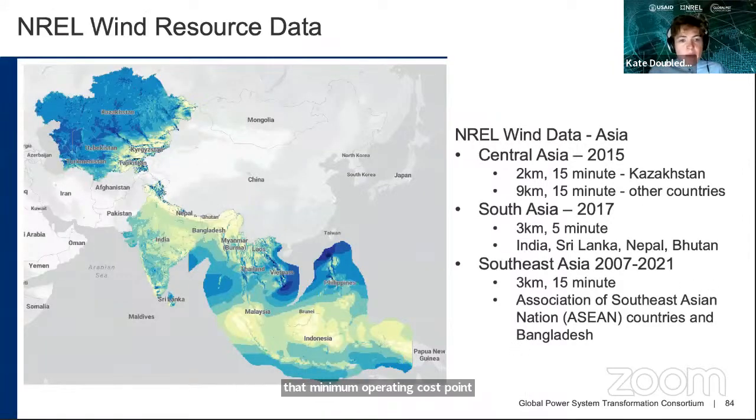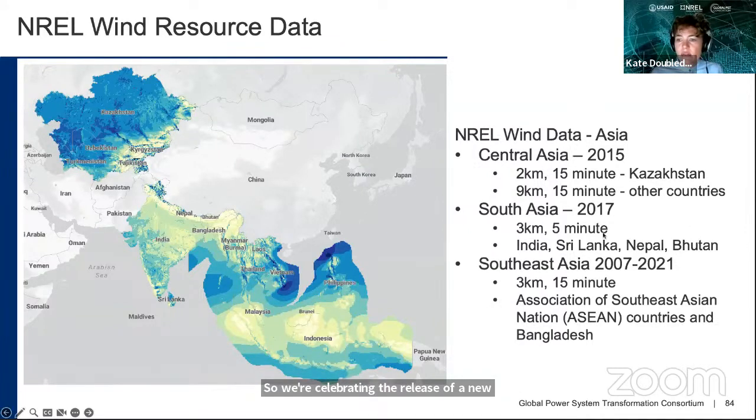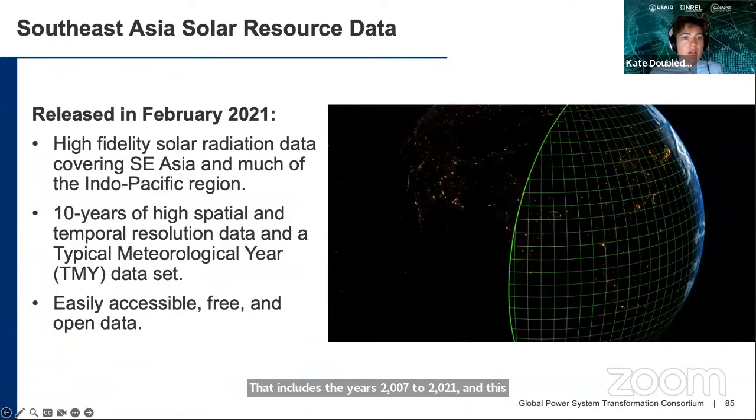We also talked a little bit about some data resources available for this time varying simulation. So my colleague Galen introduced two important data sets that are available, particularly in the Southeast Asia region. So we're celebrating the release of a new wind resource data set for Southeast Asia that includes the years 2007 to 2021. And this complements an existing data set released in February 2021 of 10 years of high spatial and temporal resolution solar resource data. So we can use both of these time-varying data sets as inputs to a production cost model, and that's what we'll show today.